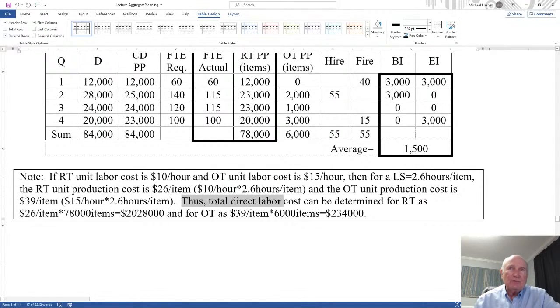Thus, the total direct labor cost can be determined for regular time as $26 per item times the 70,000 items they're going to produce. Each one of those items costs $26 direct labor to produce. And so I call this my direct labor cost. And 39 times that would be my overtime direct labor cost. I ask for these numbers in the homework. But I'll go through the homework.